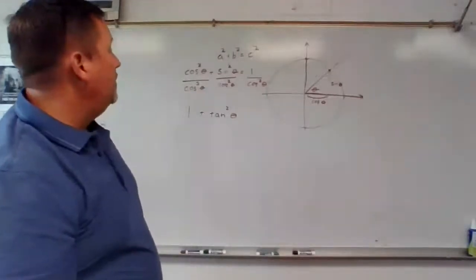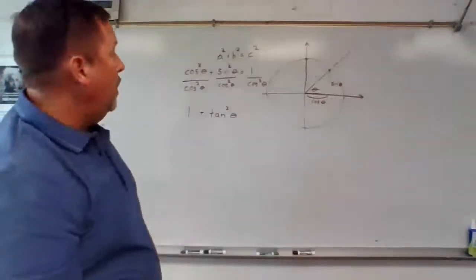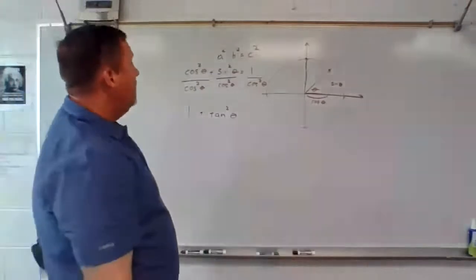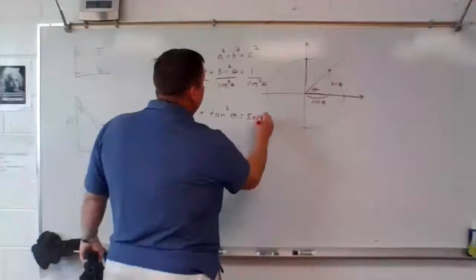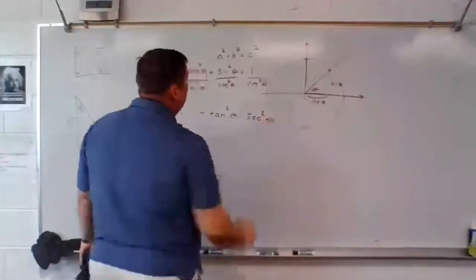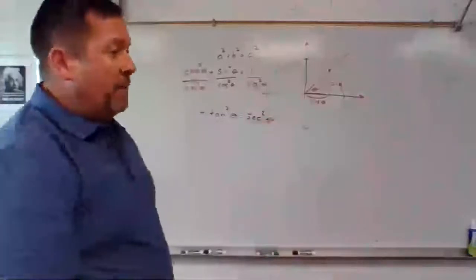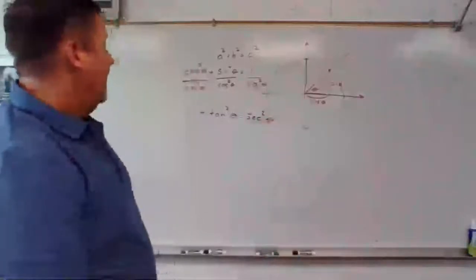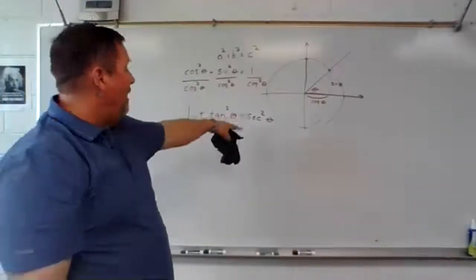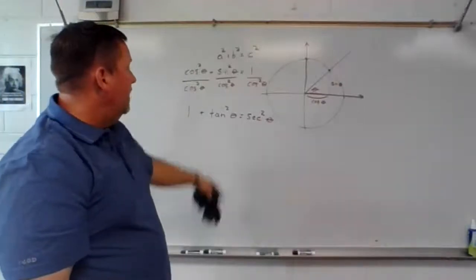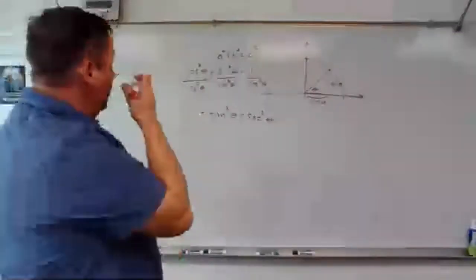1 over cosine squared theta is 1 over cosine times 1 over cosine. But what is 1 over cosine? Isn't that secant? So this equation is also a valid equation, and it's also called a trigonometric identity. If I took the secant of theta and squared it, it would be equal to 1 plus tan squared theta. All right, put that one in your notes. That's not a bad one to box in.